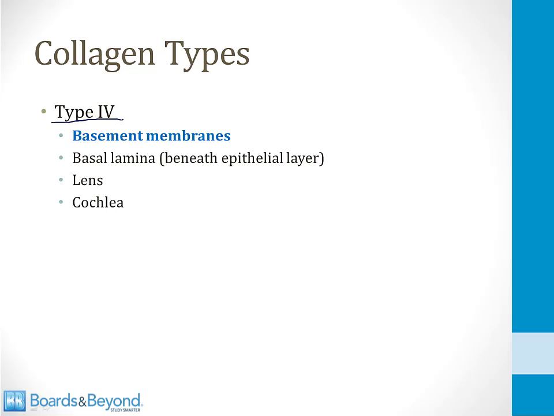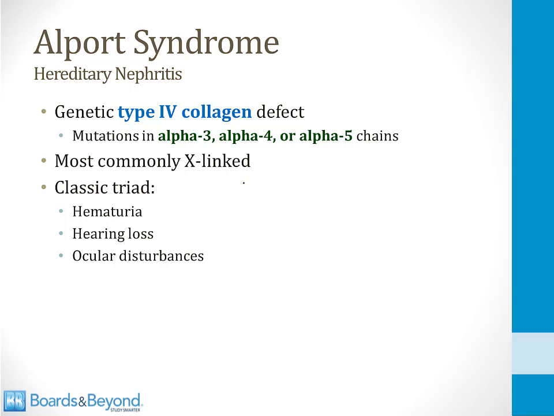The reason this type of collagen is important is because it's found in basement membrane. So you can find it in the basal lamina, beneath the epithelial layer in many structures. You can also find it in the lens of the eye and in the cochlea of the ear. And if you understand those locations for type 4 collagen, then it's very easy to understand the rare genetic disorder Alport syndrome, which is also called hereditary nephritis. This condition is caused by a genetic type 4 collagen defect.